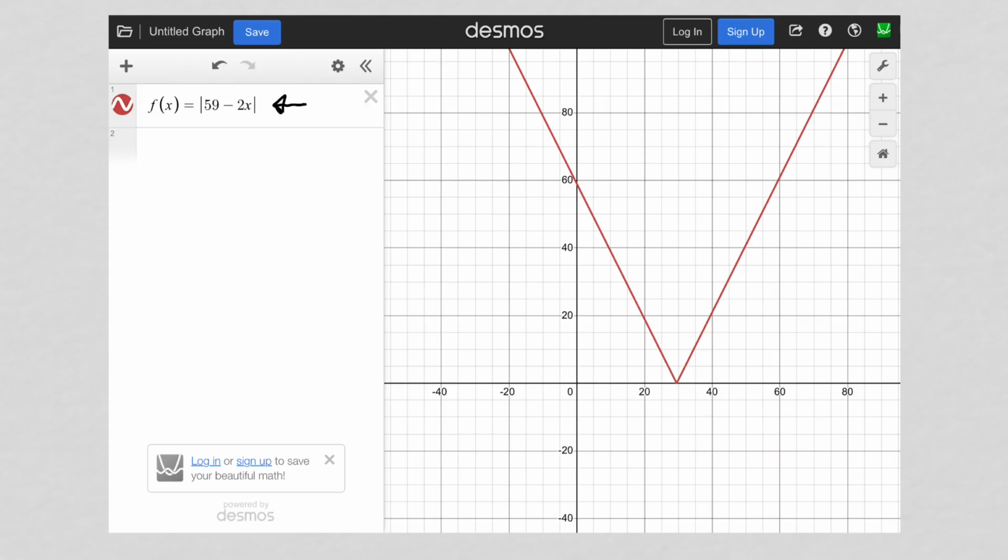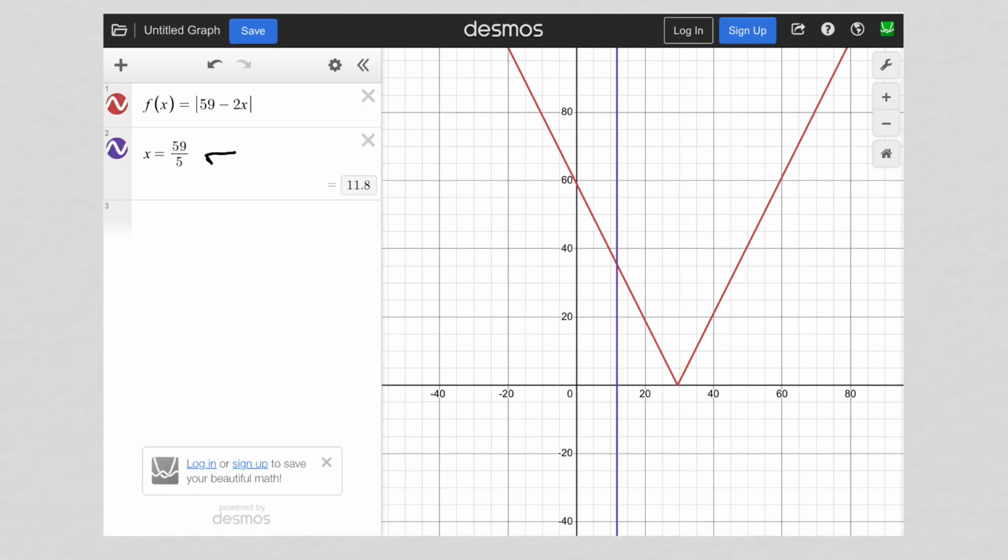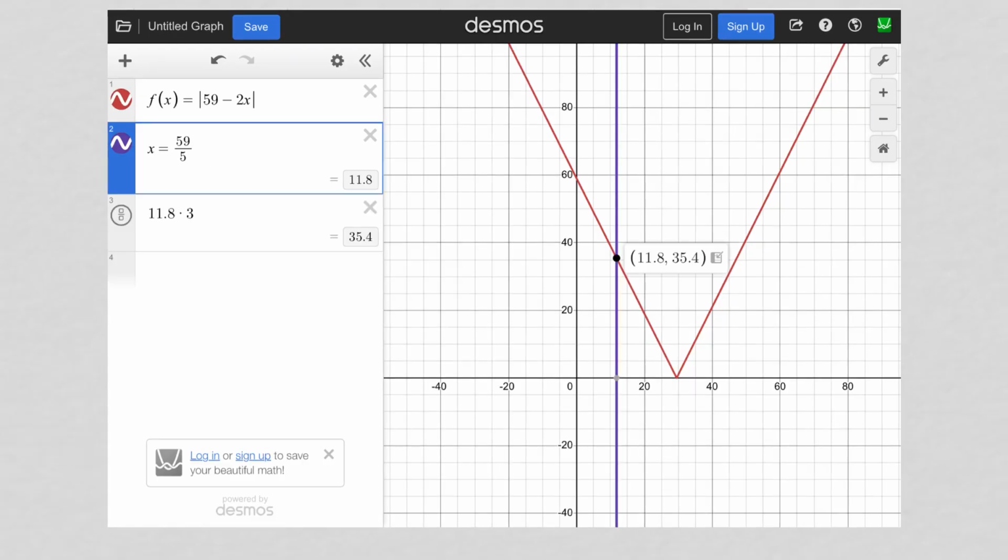So we go back to Desmos, and here I type in x is equal to 59 fifths. What that does is create this purple line for me at the point where x is 59 fifths, which is right there. Then what I look for is, what's the y value when x is 59 fifths? Desmos tells me that the decimal for 59 fifths is 11.8, and that 11.8 times 3 is 35.4, which is the y value that matches up with this x value of 11.8. So choice A is definitely going to be the correct answer.